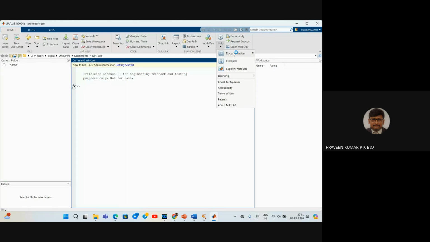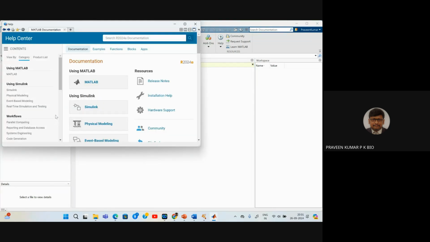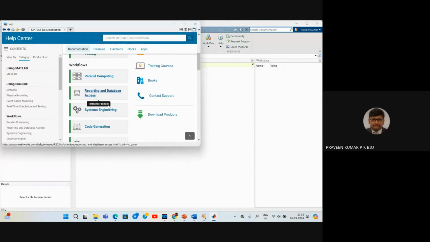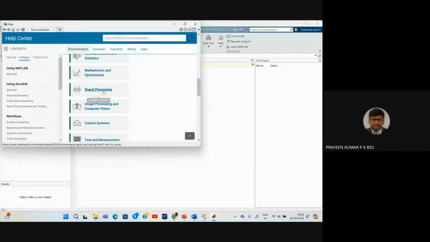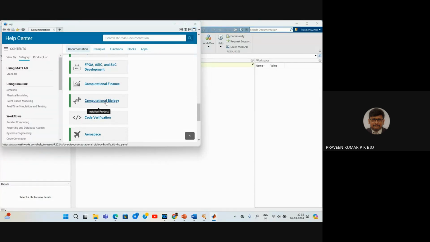If you click this documentation, it takes you to the documentation, but you should be connected to the internet. If you want to work with a specific SimBiology tool, you can go to that specific SimBiology page and learn. If you want to use other applications, like computational biology, click here and try to learn.